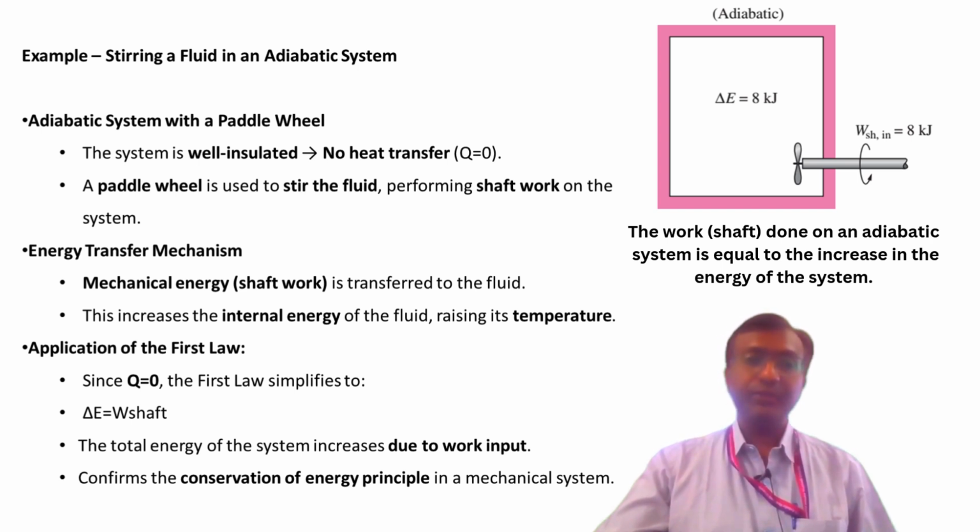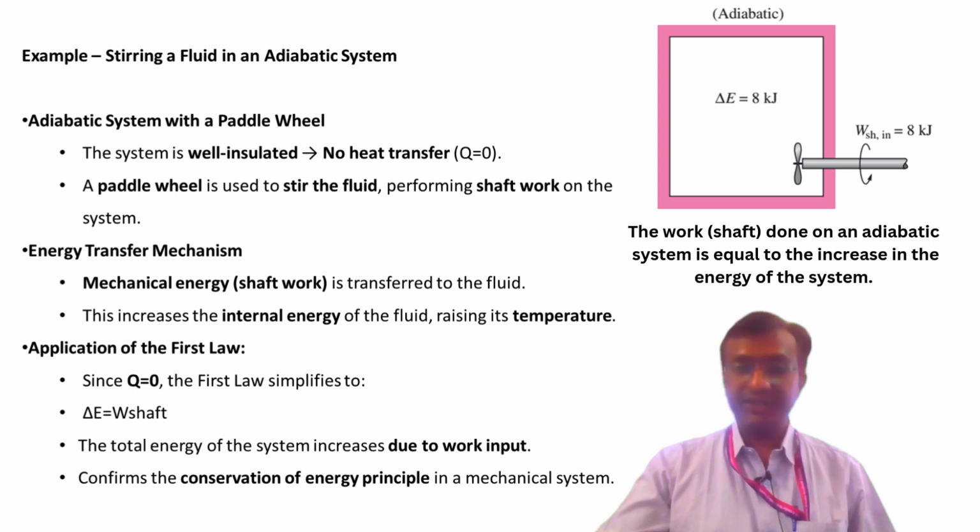Now in this scenario, we have an adiabatic system that is well insulated, meaning there is no heat transfer between the system and its surrounding, that is Q is equal to 0. This setup allows us to focus solely on the work interaction occurring within the system. Now, the paddle wheel is employed to stir the fluid inside the system. As the paddle wheel rotates, it performs shaft work on the fluid.